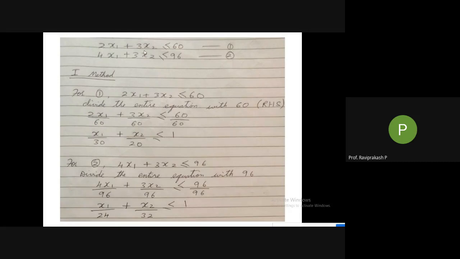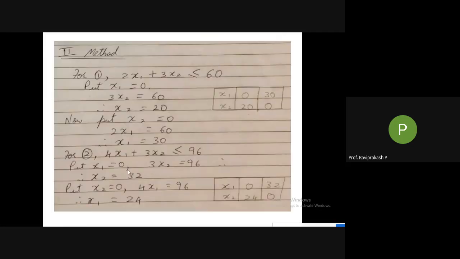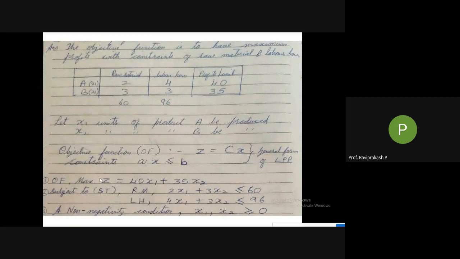2x1 plus 3x2 less than or equal to 60, and I have marked it as number 1, and 4x1 plus 3x2 less than or equal to 96. I marked it as number 2. So I'll go back, you can just check. Oh sorry, it was forward. So here RM, this is raw material. So you can see 2x1 plus 3x2 less than or equal to 60.